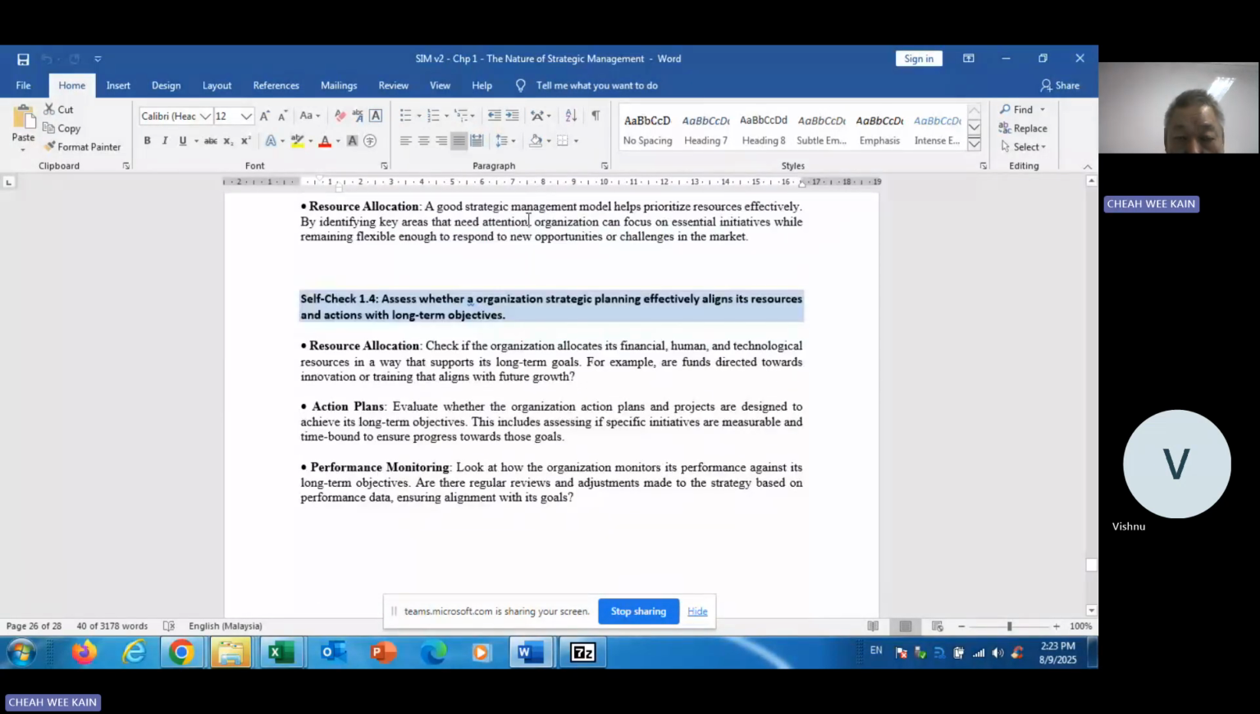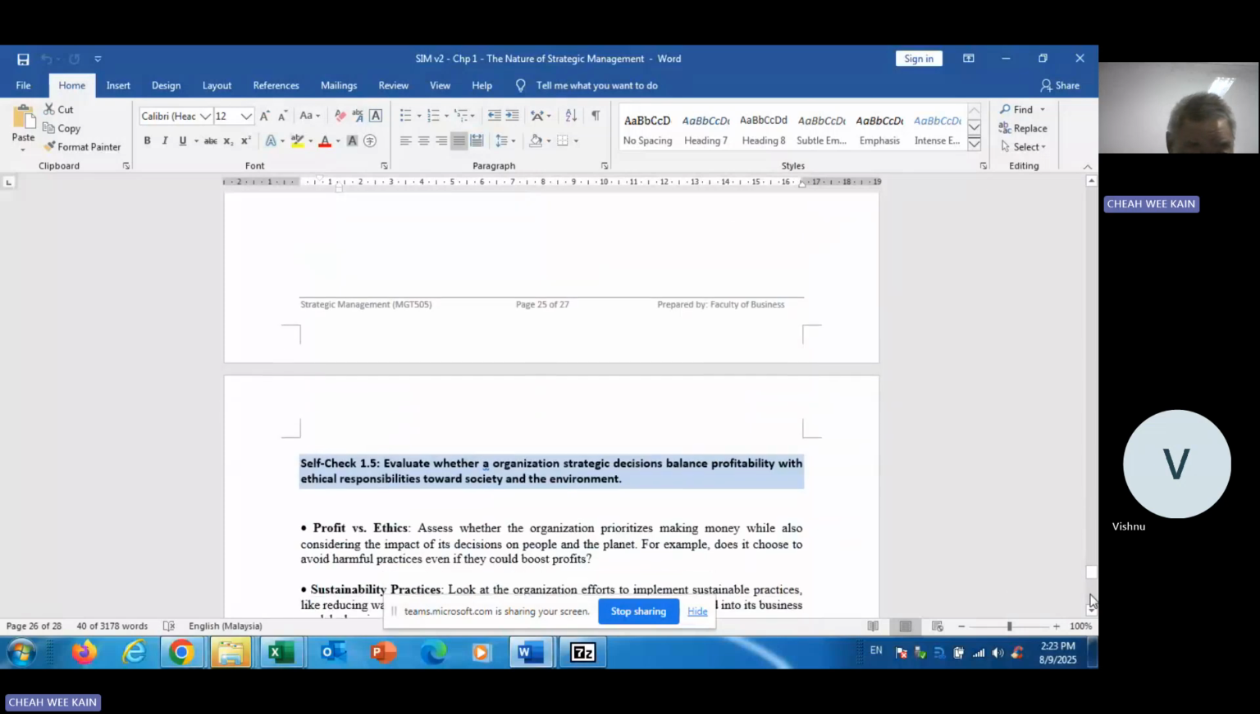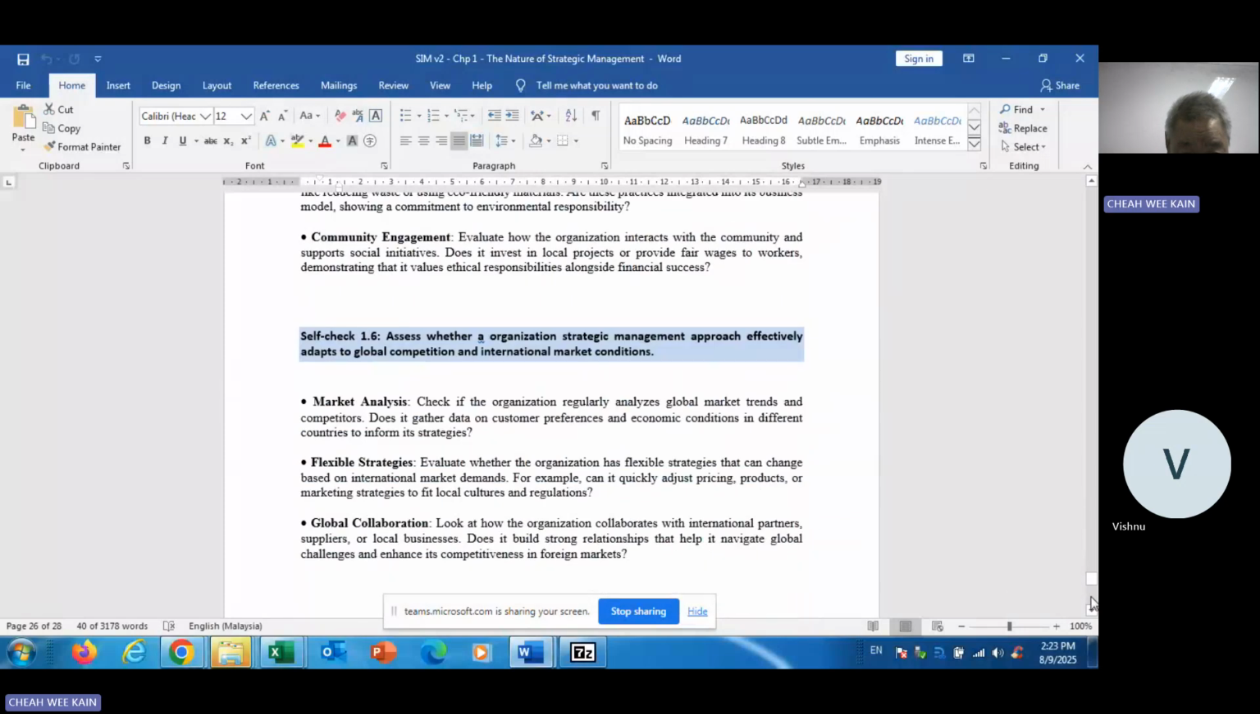Assess, evaluate. And 4, 5 is evaluate. 6 is assess. Now, what I'm trying to do here is help you develop a mind. So we are now looking at the nature of strategic. I want to trigger your mind. To trigger your mind, I want to teach you to do evaluation.